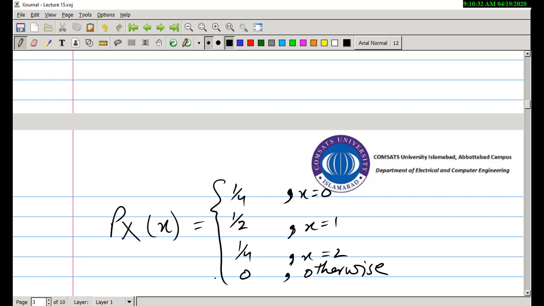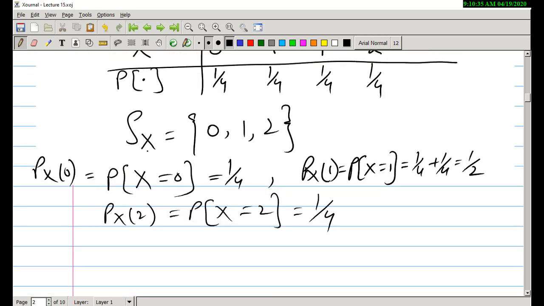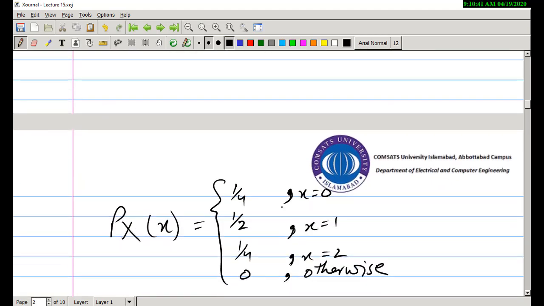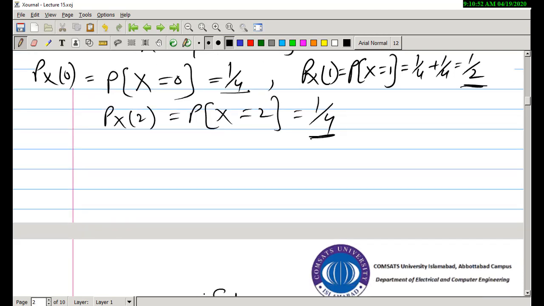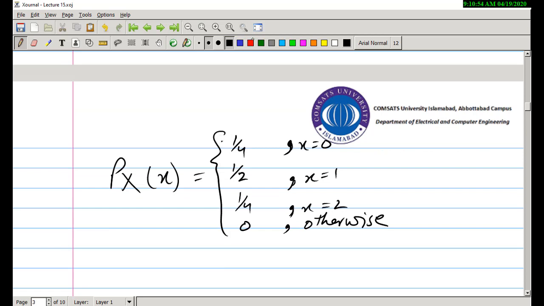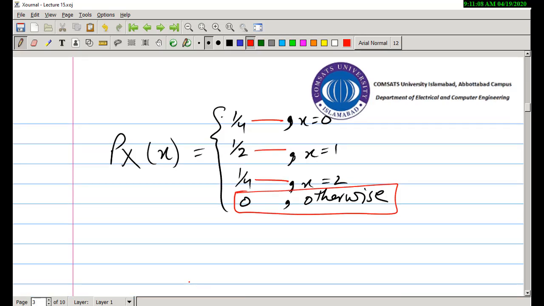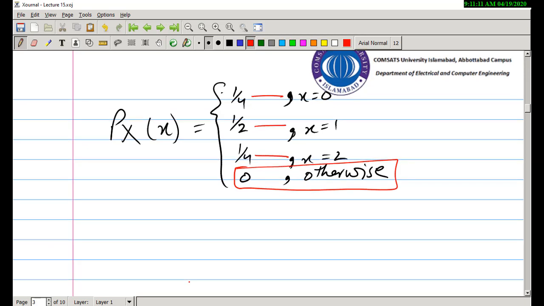Now if you compare with what we have done previously, it is the same. We took the range 0, 1, 2, and for each value in the range we have the probability: for 0, 1 by 4; for 1, 1 by 2; for 2, 1 by 4. We have just put those values here. This is very important again, because the variable is discrete, so it exists only at certain points. That's why we have to mention that the probability does not exist anywhere else.